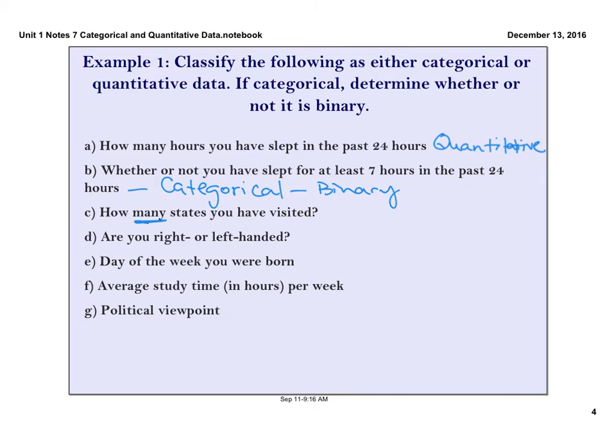How many states have you visited? The fact that it says many tells you that you're going to answer with a number. So this is definitely quantitative. How many states have you visited? 10, 6, 23, whatever it may be. Are you right or left-handed? I'm right-handed, I'm left-handed. So this is a categorical question. You're going to answer it with a word.